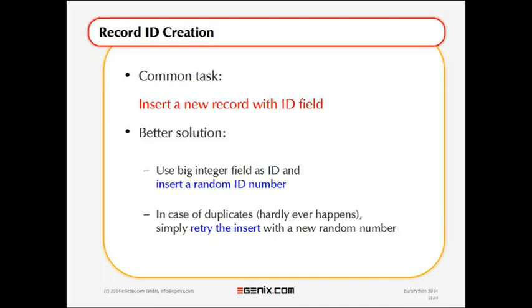Something that we always use in our applications is a very simple approach. It's a kind of a randomized approach. We simply have a big integer field for the ID, and then we use a good random number generator to generate the ID for us, and we just bet on not having collisions. So we use that ID in the row, we put it into the database, and it usually succeeds. In the very, very rare cases where it doesn't succeed, you just create a new random number, and then you try again.